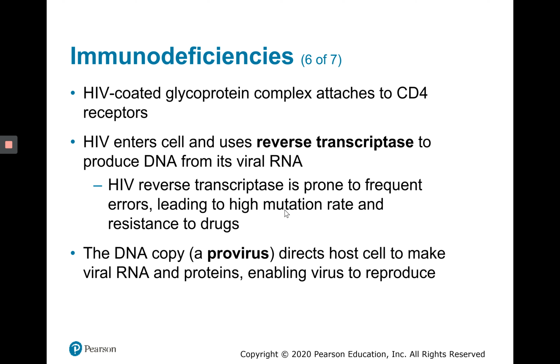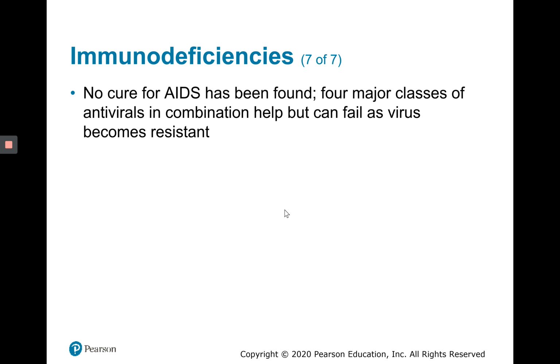The DNA copy is called a provirus, and it directs the host cell to make viral RNA and proteins, and that enables the virus to reproduce within the T helper cells. Currently, there is no cure for AIDS that has been found, but there are 4 major classes of antivirals that are used in combination and have helped to reduce the virus or viral titer of active virus inside an individual.